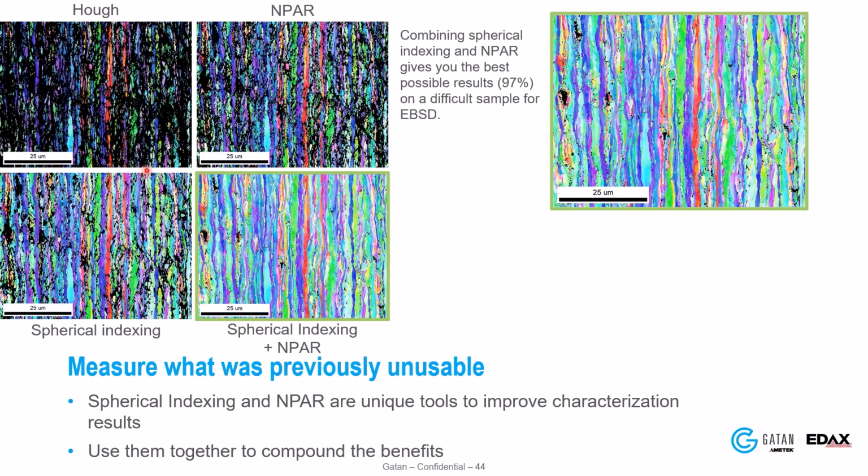Oh, the other thing to be aware of, and as we go to the hands-on, I'll show and talk about a little bit more: we have the option of choosing when we want to use these different levels. You could say, I want to do things in this sequence. I could say, let's do the Hough indexing. Wherever it's black, then let's do NPar. Whenever there's black left over, then do spherical. Whatever is black left over, then do both together.